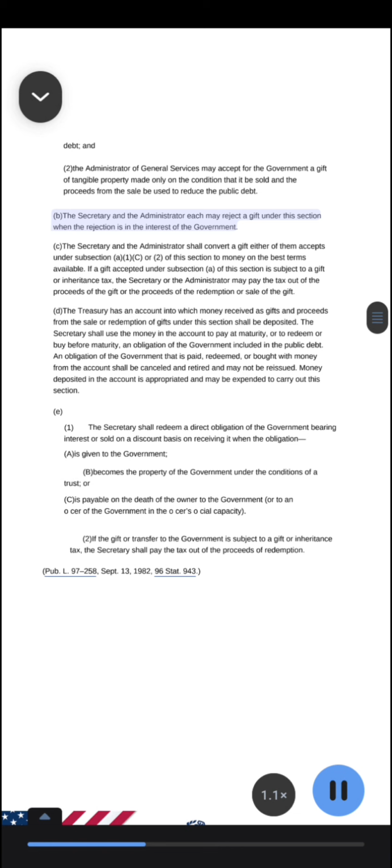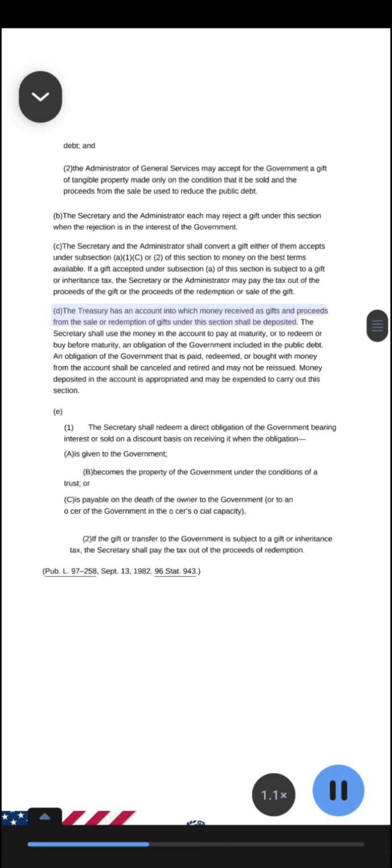B. The Secretary and the Administrator each may reject a gift under this section when the rejection is in the interest of the government. C. The Secretary and the Administrator shall convert a gift either of them accepts under subsection 1(c) or 2 of this section to money on the best terms available. If a gift accepted under subsection of this section is subject to a gift or inheritance tax, the Secretary or the Administrator may pay the tax out of the proceeds of the gift or the proceeds of the redemption or sale of the gift.